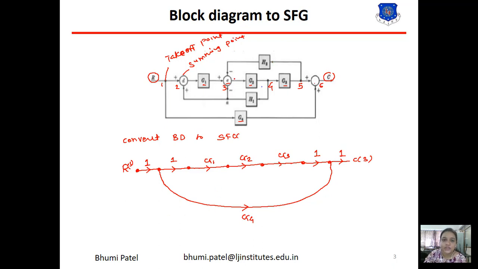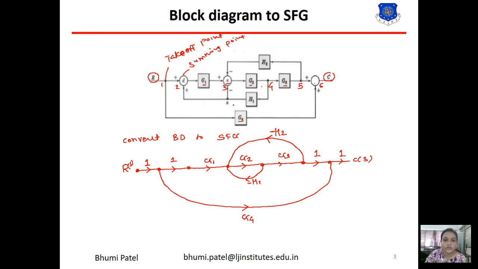Now H2 is our feedback path starting from the fifth node and ending at the third node. The direction of the feedback path is reverse, and the value of H2 depends on the summing point sign. Here the sign is negative, so we put minus H2. Now H1 starts from the fourth node and ends at the third node, the direction of H1 is reverse, and the sign of H1 is also minus.